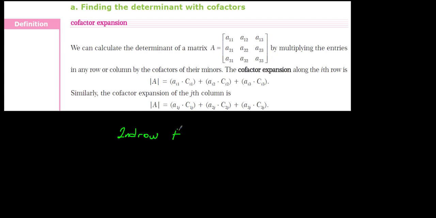Then the cofactor expansion for the determinant of A is equal to, here I have chosen the second row, A21 times C21 plus A22 times C22 plus A23 times C23. So this is the cofactor expansion with respect to a row. If you do the same thing for a column, you can do that too, and with the same logic it works. I'm going to solve one example and finish this now.